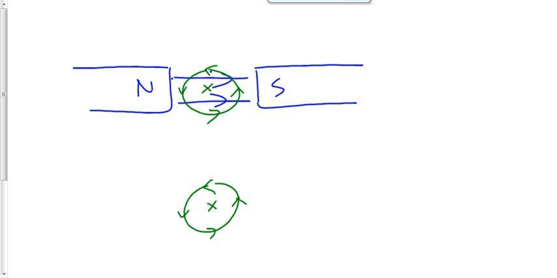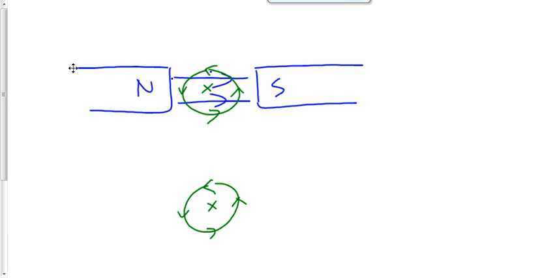When two magnetic fields interact with each other, there's going to be a force that acts between them. In other words, this wire that produces the circular magnetic field will experience a magnetic force. These two magnets that produce the straight magnetic field will also experience a magnetic force.